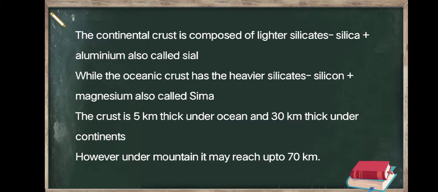The crust is 5 km thick under the ocean and 30 km thick under continents. However, under mountains it may reach up to 70 kilometers. Hope you understood.